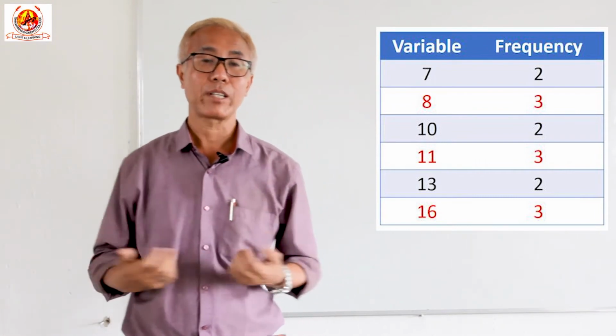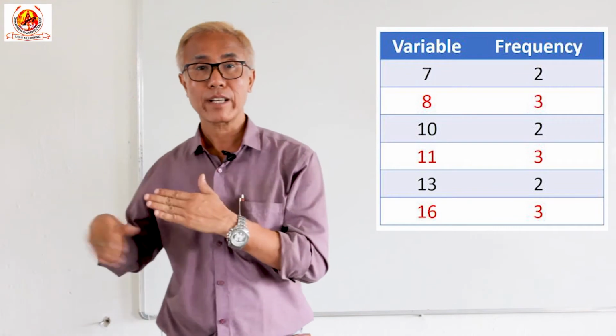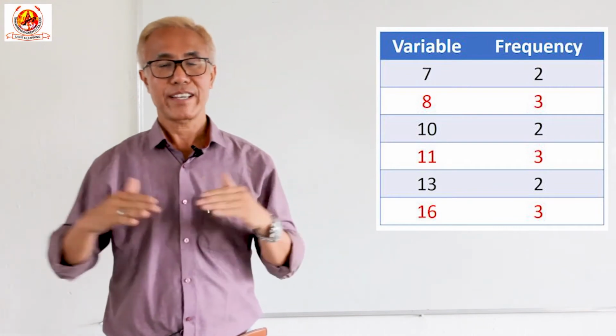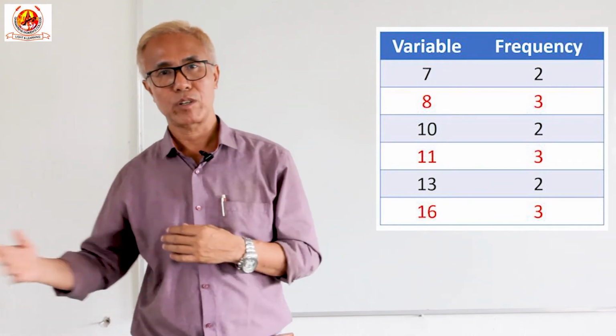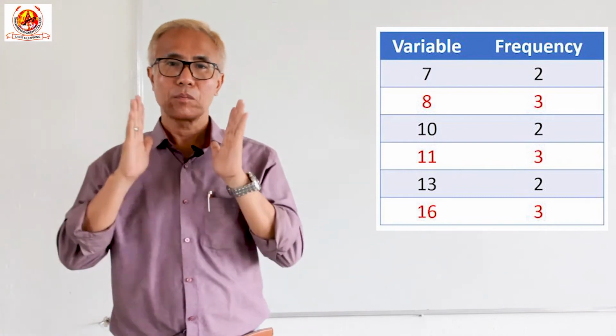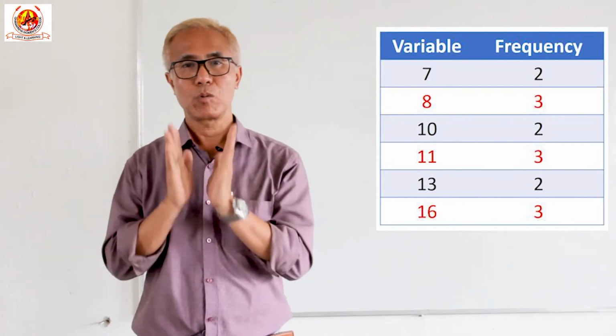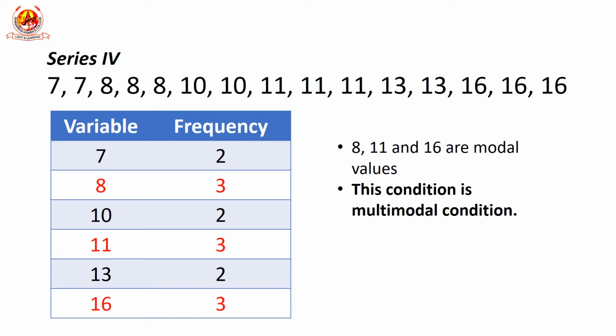The term multimodal will be applied if there are more than two modal values in a series. So in a series we will have a single modal value or multiple modal values. It is different from the other measures of central tendency.